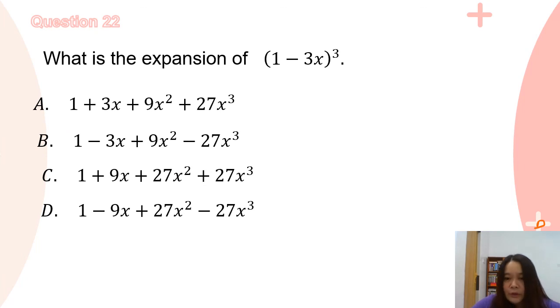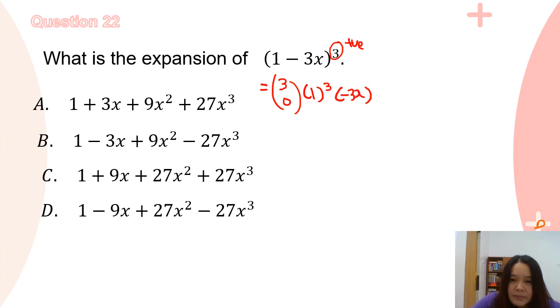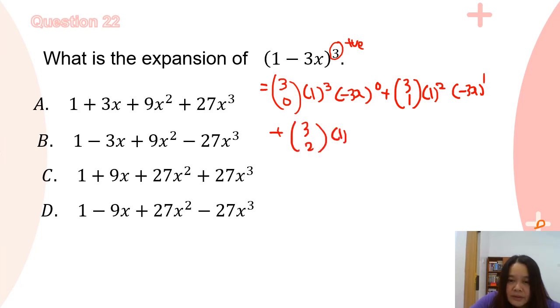Okay, so we look at question 22. So you want to expand. So first of all, we check the power. So this one is positive. So you may use the binomial formula. So we start with 3C0, 1 to the power of 3, minus 3x to the power of 0, 3C1, 1 to the power of 2, minus 3x to the power of 1, plus 3C2 here, 1 to the power of 1, minus 3x to the power of 2, and finally 3C3, 1 to the power of 0, minus 3x to the power of 3.